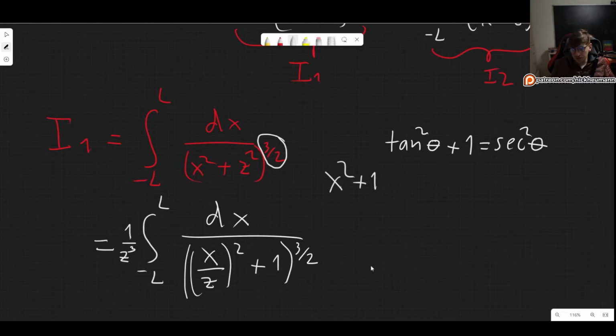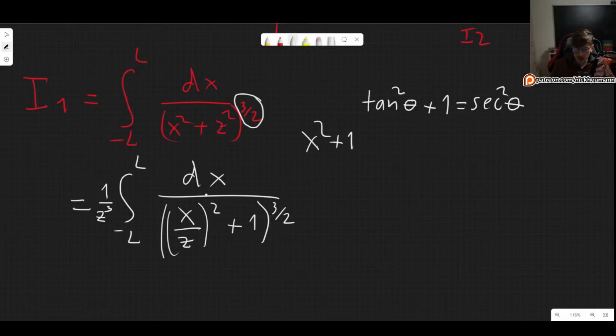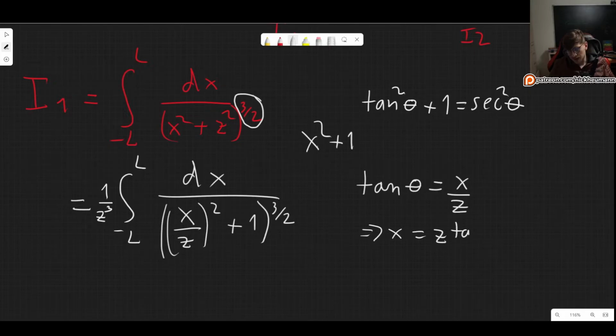Now you can either use an intermediate step, but I like to do it like this. We say, okay, let the tangent of theta be equal to x over z, because that way this thing here will be gone. And of course, if we want to apply this, we need to find dx. So this means that x is z times the tangent of theta. So dx is z, which is a constant here, times the derivative of the tangent of theta, which is the secant squared of theta d theta.